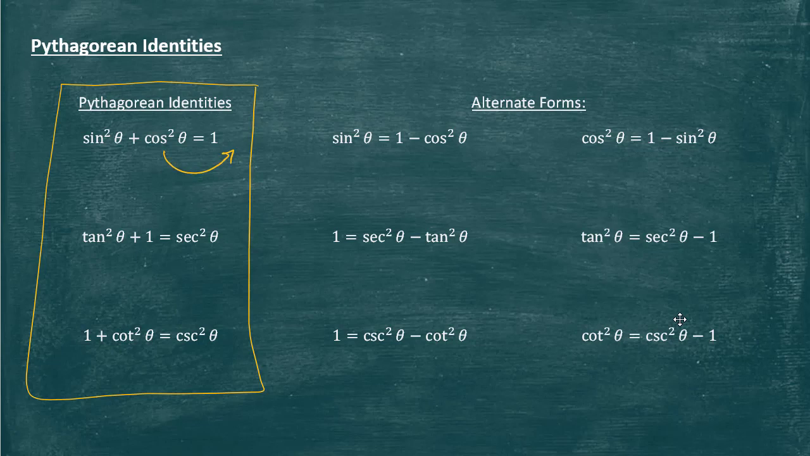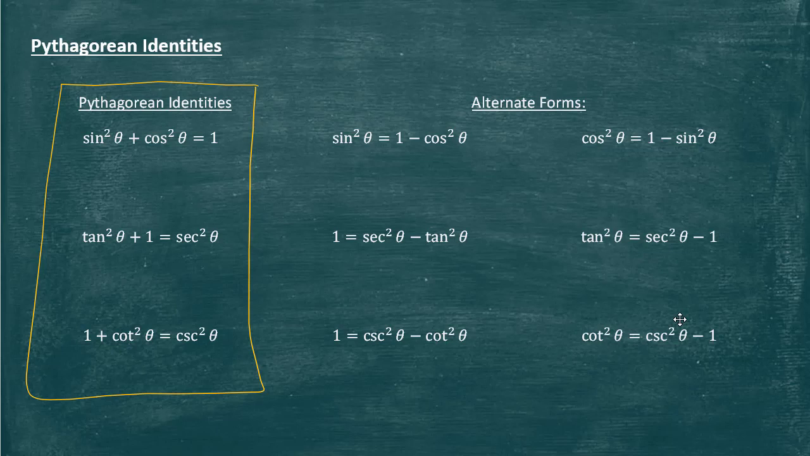So like with this example, for sine squared of theta, I could just subtract the cosine squared of theta over to the other side, and that creates this new version of that same identity. So it's really just being able to manipulate moving things from one side to the other that is kind of happening here with the alternate forms that are on the right.